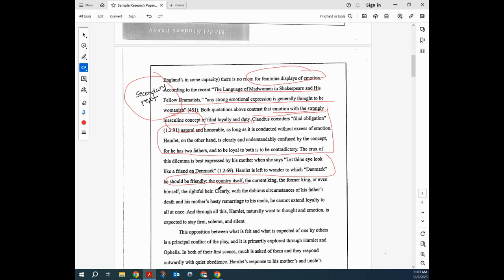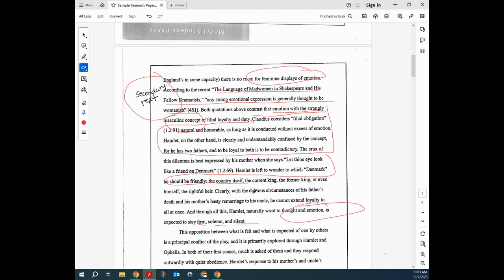Then he's going to back up all of this and make a final point about the text. Right? Hamlet, who naturally wants thought and emotion, is expected to stay firm, solemn, and silent. Right? Again, he's talking about emotions. Feminine displays of emotions are not embraced. Right? He's supposed to stay firm and solid, solemn and silent.